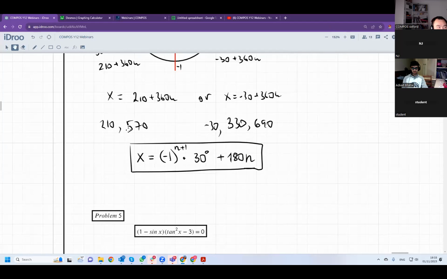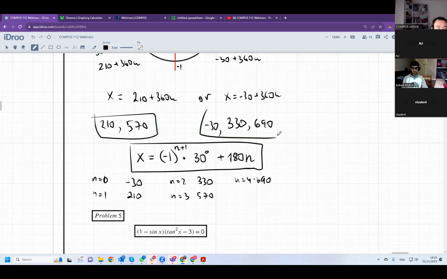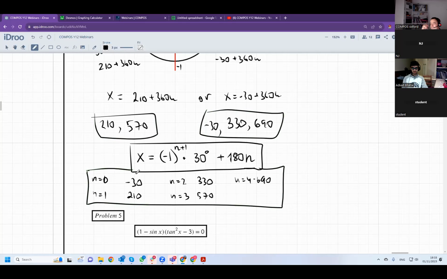I would like you to analyze this. Start with n equals 0. This is going to be 0 plus 1, so -1 to the power 1. So -1 times 30 plus 0 is going to be -30. Then n equals 1 gives you 210. n equals 2 gives you 330. n equals 3 gives you 570. n equals 4 gives you 690. So all of these values, you can get from one single formula. I think this is a very nice formula to use. You don't have to use it, but it's there.